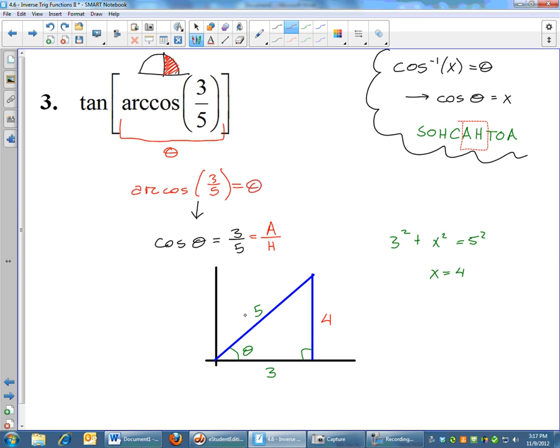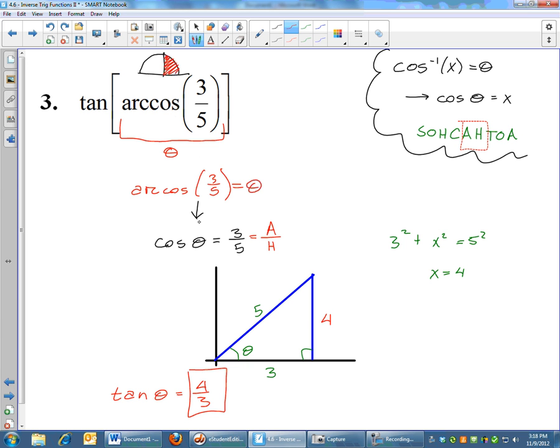And now I have this triangle, and I go back to my big function. My original question said find the tangent of all of this. So what I need to do now is find tangent of this angle theta. So now tangent of theta, which is what we're asking for, tangent of all that. Tangent is simply opposite over adjacent, which is 4/3, and that is your answer. The tangent of the triangle the arc cosine tells you to draw.